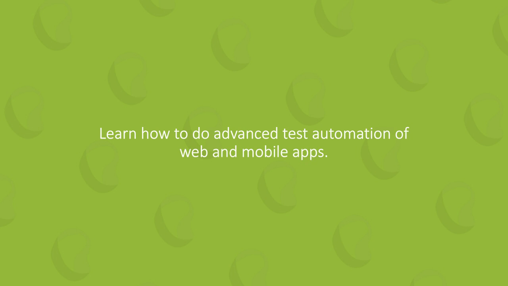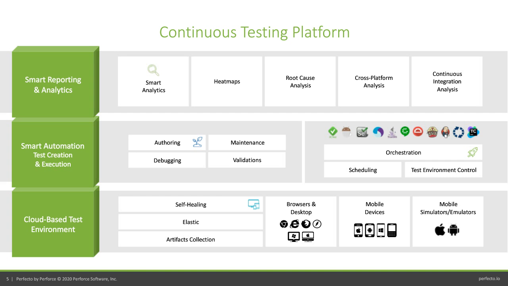So first, let's look at how we can do some of this advanced automation for web and mobile apps. And to do this, we need to look at how the platform works, that is Perfecto. So Perfecto is a continuous testing platform. So at the very bottom of this slide, you can see really what we call the bottom layer, the foundation of the platform. And that is the capability to get access to the different browsers, the different desktops, the different devices, be it real mobile devices or virtual devices, in one place.